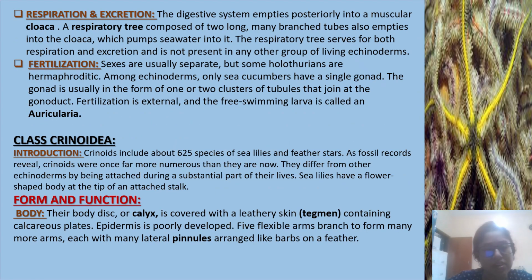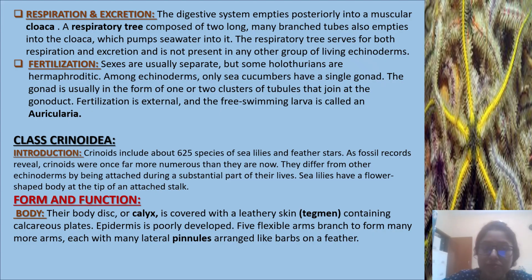Next, respiration and excretion of class Holothuroidea. The digestive system empties posteriorly into a muscular cloaca. A respiratory tree composed of 2 long, many-branched tubules also empties into the cloaca, which pumps seawater into it. The respiratory tree serves for both respiration and excretion and is not present in any other group of living echinoderms.